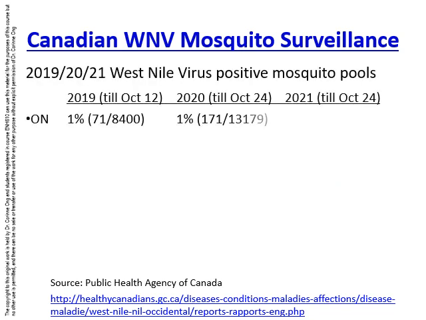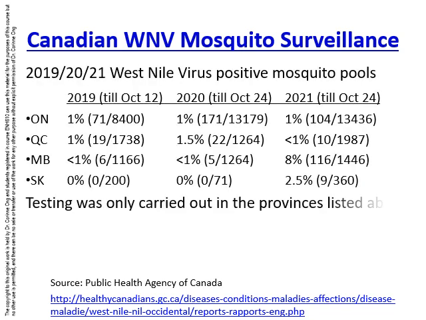The datasets for 2019 and 2020 have yet to be compiled into final reports, but it appears that there were lower numbers of West Nile virus positive mosquitoes this year and last year.